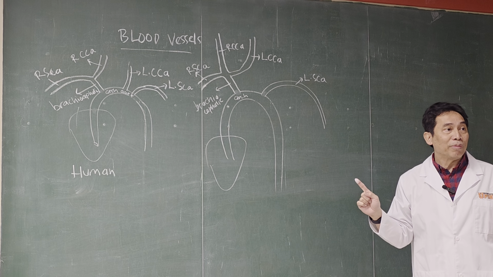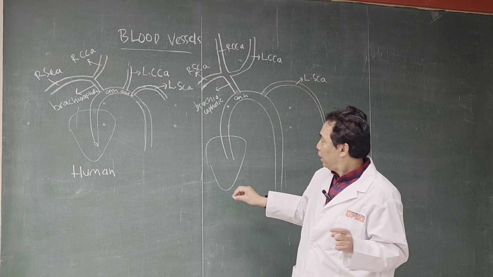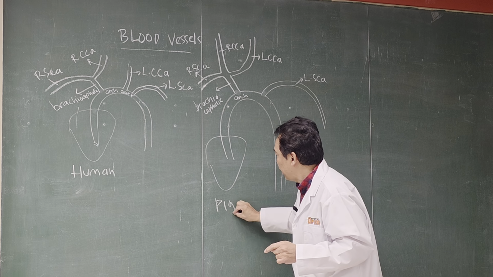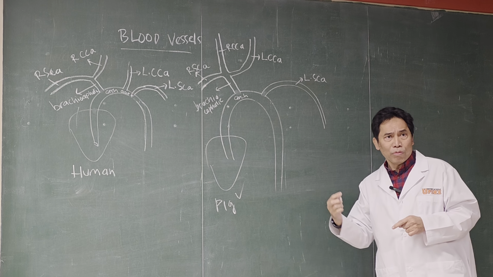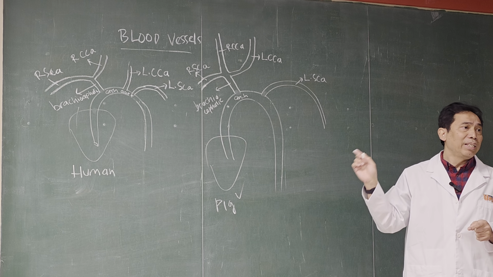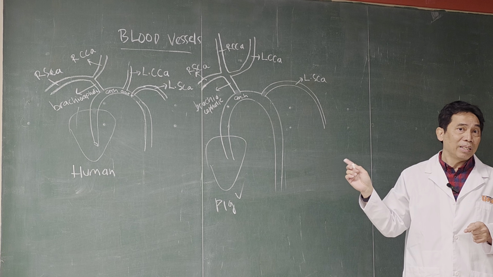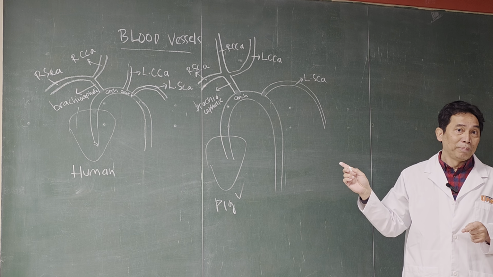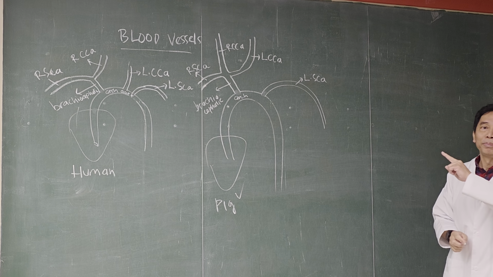Okay, do you have any questions for this one? And again, you're gonna look for this. Look for this one and also try to find the internal jugular and external jugular veins in the pigs when you dissect the pig today. Okay, do you have any questions for this one?